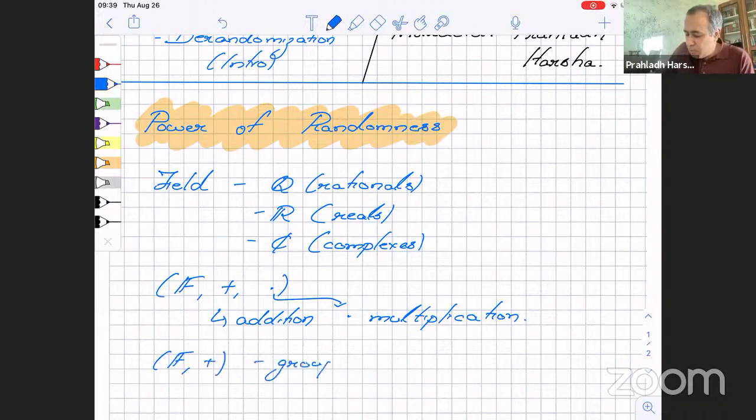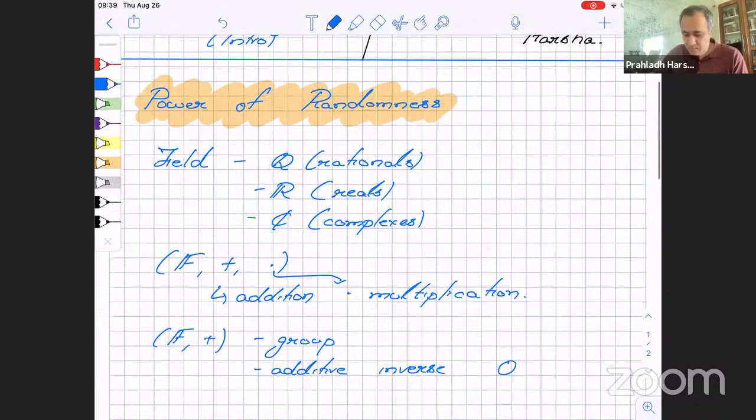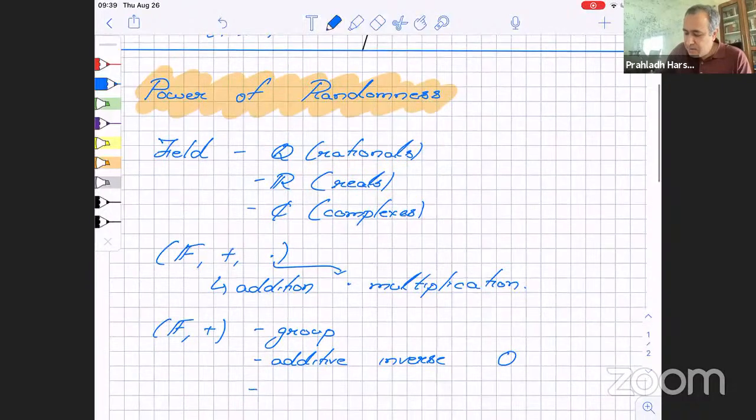What do I mean by a group? If you take 2 elements, you should get another element. There should be something called an additive inverse. That is, there must be an element in this set which, if you add it to any other element, gives you back the other element. It's sort of like the 0 of the element. This is what we will denote as the 0.